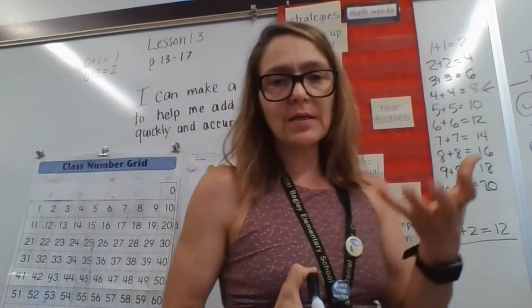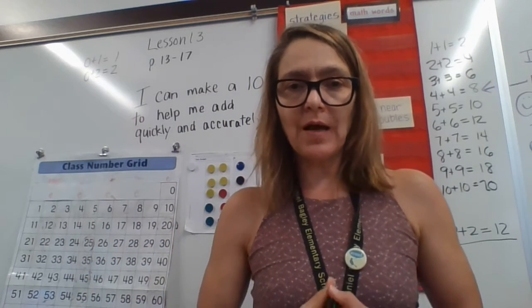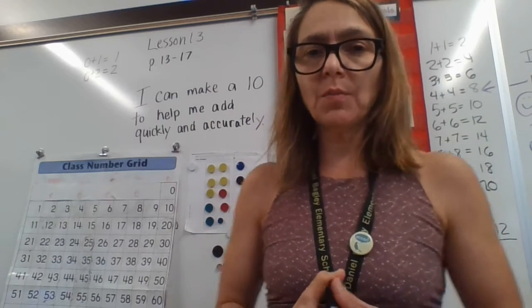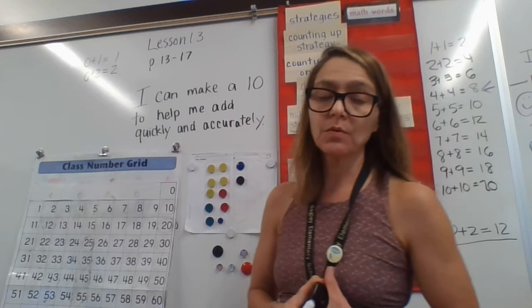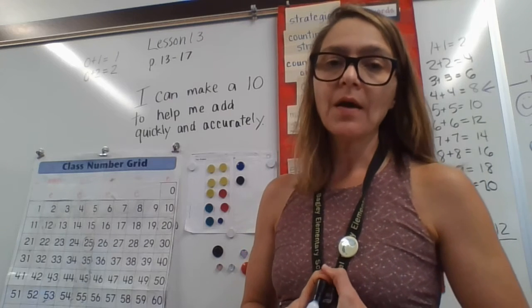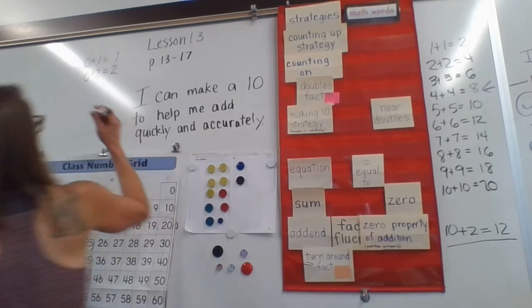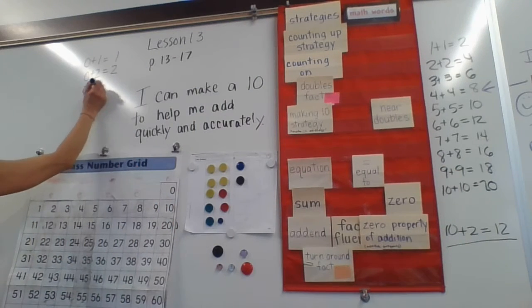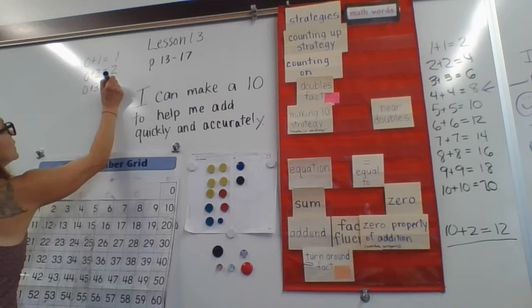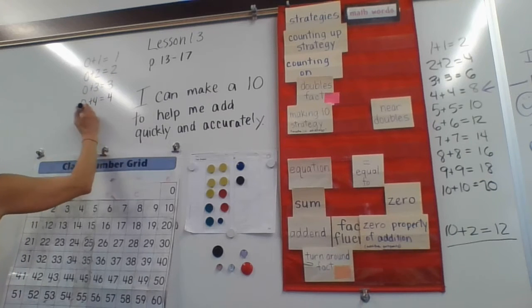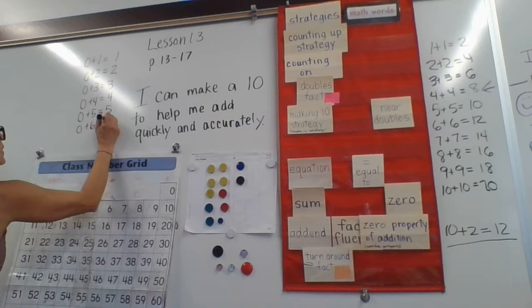And 0 is a placeholder, and there's no value. But if you add 2 to it, it will equal 2. It'll be the value of the number you're adding to it. So now we have 0 plus 3, and that will equal 3. 0 plus 4, and that will equal 4. 0 plus 5, and that will equal 5. 0 plus 6, and that will equal 6.